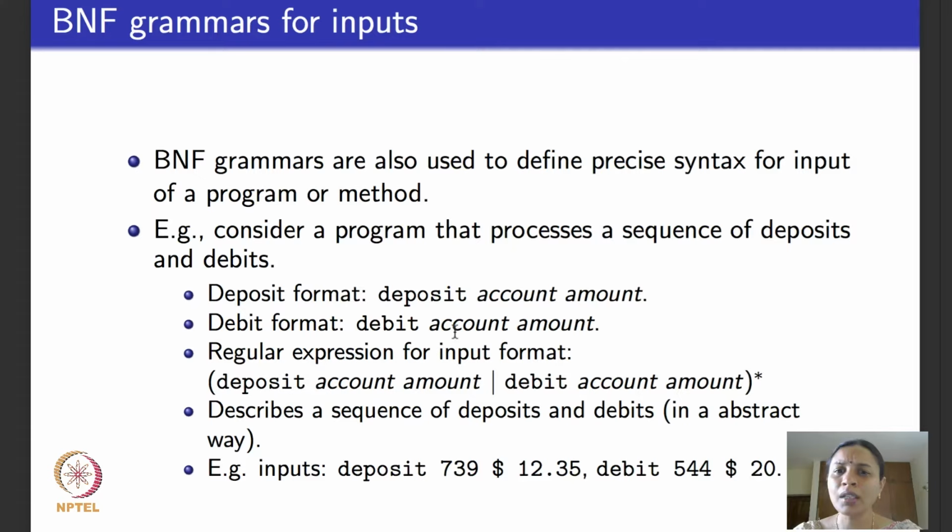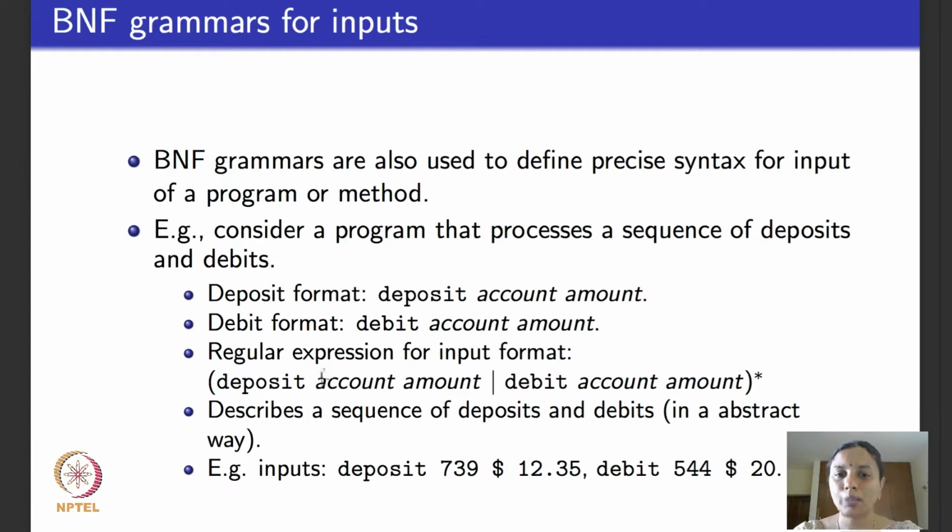For example, consider a program that operates as a part of a banking system, and let's say that program processes the sequences of deposits and debits. So the format of deposit will look like this. It will say deposit, which is like a keyword which tells you the action, then this amount into the account. Similarly, the format for debit would be debit, which is like a keyword, this amount into this account. Is that clear?